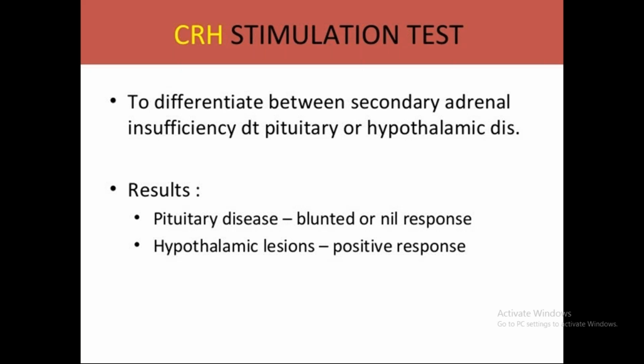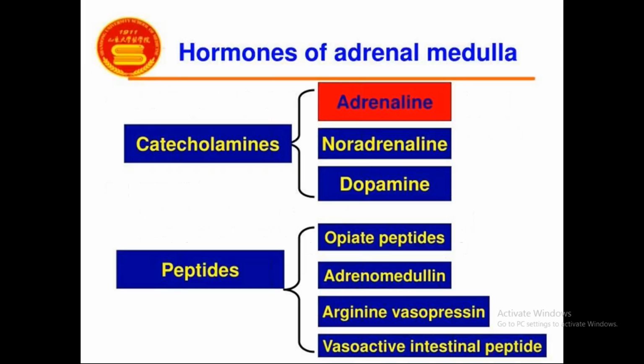If there is no adrenocorticotropic hormone response after a corticotropic releasing hormone stimulation test, the disease is of pituitary origin. So after giving this corticotropic releasing hormone, if you see a blunted or nil response, the problem lies in the pituitary. And if you see a positive response, the lesion is in the hypothalamic region. That's it. To differentiate whether the Cushing syndrome is of pituitary origin or not, this is the best test, the corticotropic releasing hormone test.